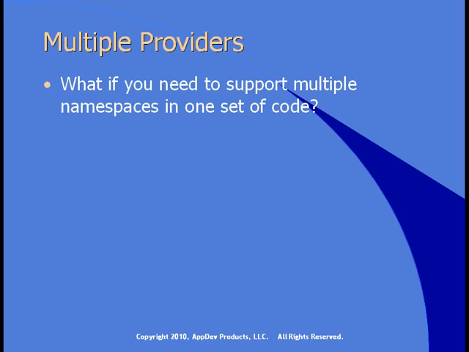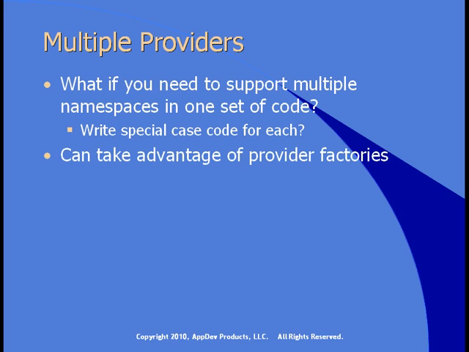Now, you might want to write code that supports multiple namespaces with a single set of code, and you can do it. Do you have to write special case code for each? Well, I gave it away. Actually, you can write generic code, but you'll often have to write some special case code. You can take advantage of ADO.NET provider factories.